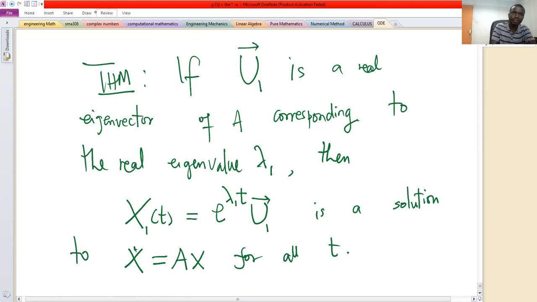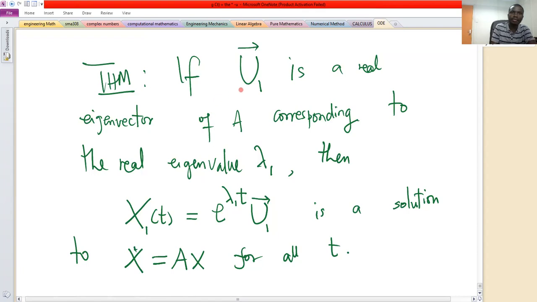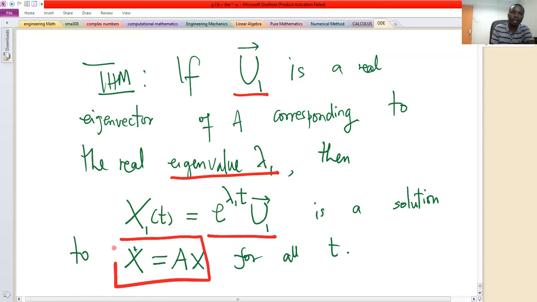So this is another useful theorem: if we have a real eigenvector corresponding to the matrix A for this eigenvalue lambda 1, then x1 of t given by e raised power lambda 1 t u1 is a solution to this given equation x dot equals A x for all values of t.